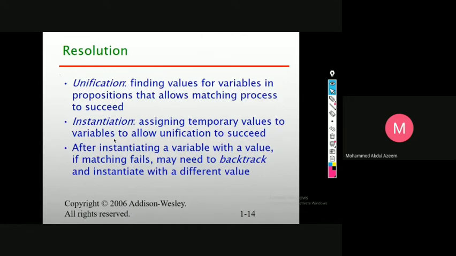Okay. After instantiating a variable with a value, if matching fails, you may need to backtrack and instantiate with a different value, right? So after you instantiate a variable, you are going to check with the matching values. If the values with the help of which you are going to match the variables after having been instantiated do not get matched, it means it fails, then probably you take a backtrack. Backtrack is one of the design techniques of algorithms, right? Which is adopted here in order to make the theorem proving technique possible, right?